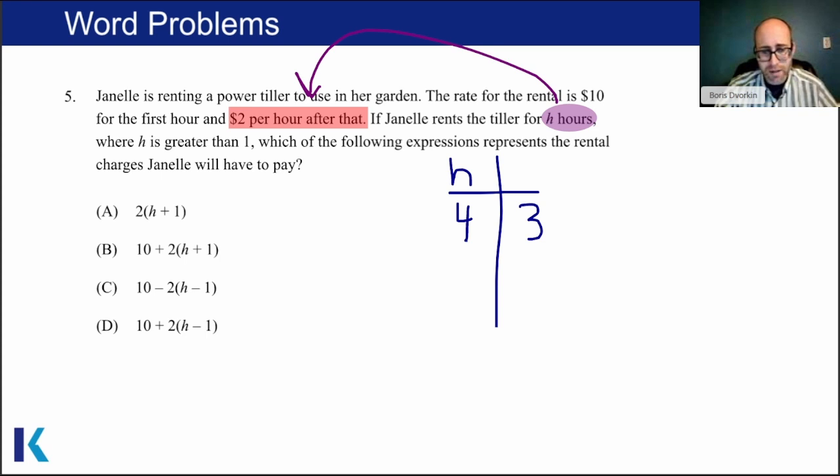Okay, how about if she rents this thing for 12 hours? How many hours are there going to be that she's paying $2 for that hour?